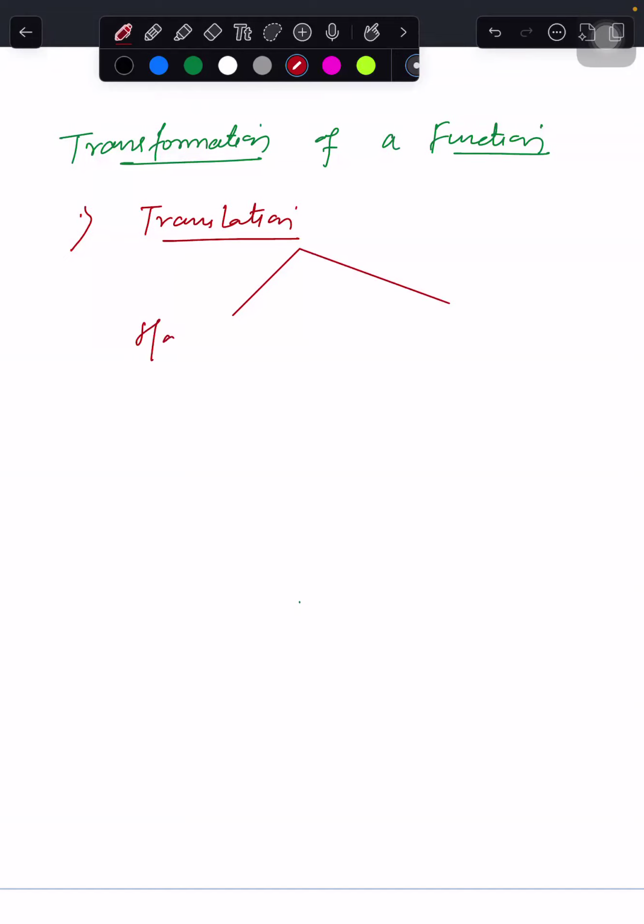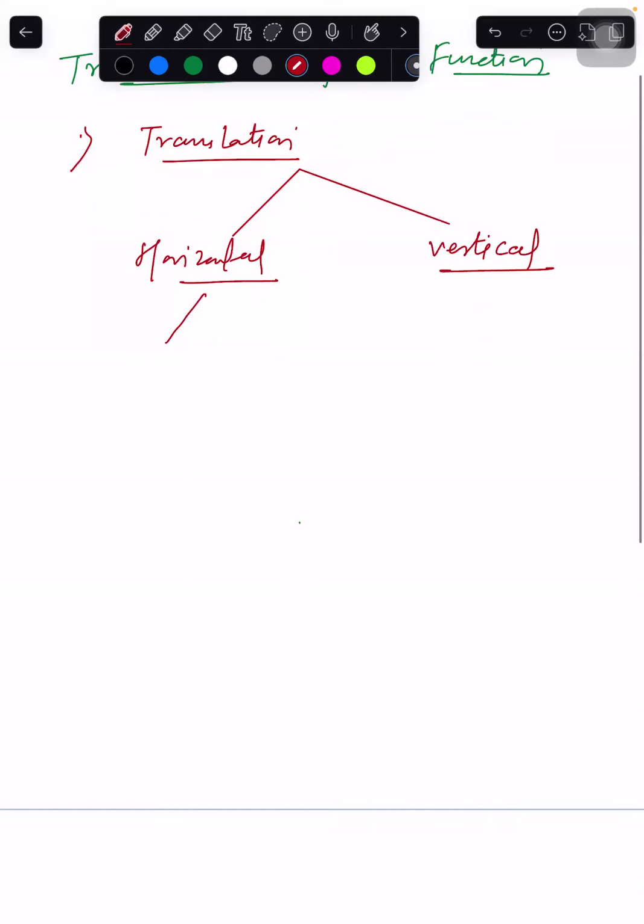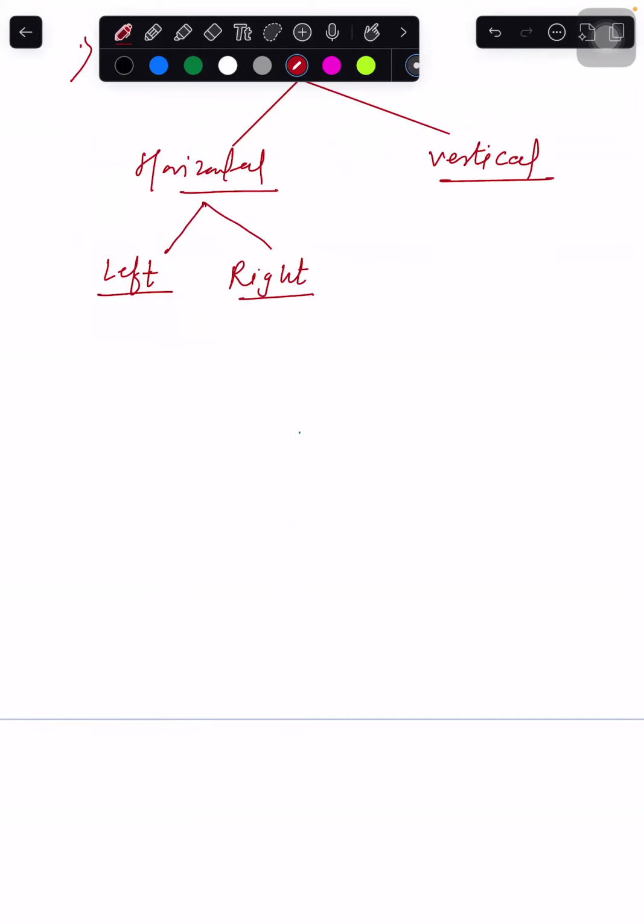One is horizontal translation, and the next is vertical translation. Under horizontal, you can have two different things: you can move either to the left or to the right. When you are moving to the left, you represent it by f of x plus a, so you are moving a unit to the left. If I write f of x minus a, you are moving a unit to the right.